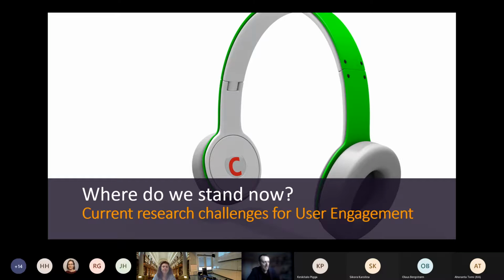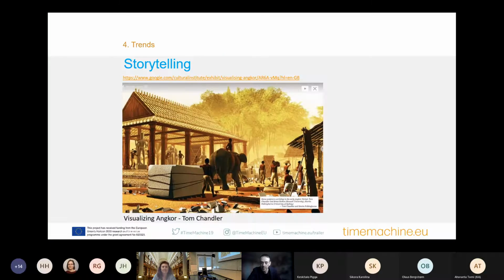Let's maybe switch to another point, and this is how to engage users in that process. And of course, a big topic at the moment is storytelling. So not only to make specific entities, objects accessible, but also to embed them in their cultural context and so on. By the way, that's an example from a colleague from Melbourne who virtualized historic Angkor Wat and the daily lives there.